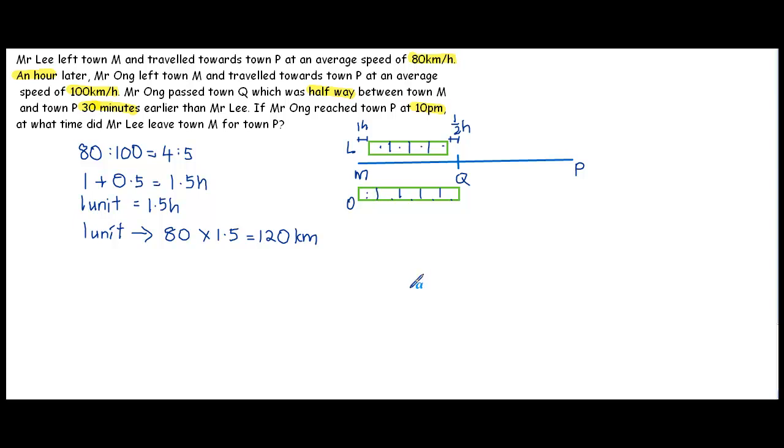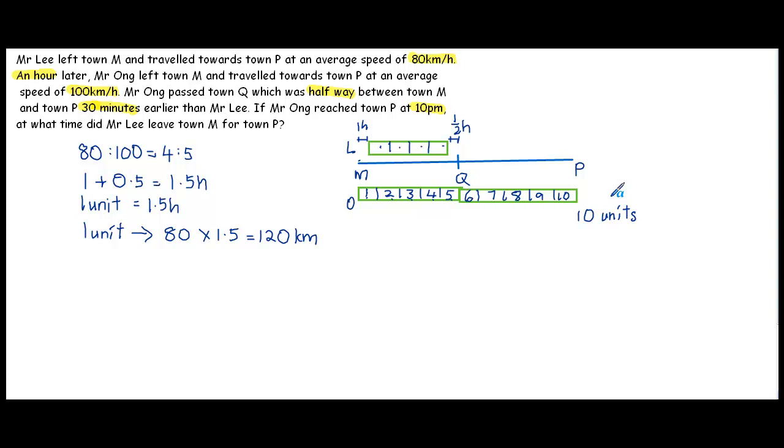Again, looking back at the model for Mr. Ong, we can see that from M to Q, there are 5 units. 1, 2, 3, 4, 5. And we know that Q is halfway between M and P. That means we can actually find the number of units from M to P. That would be another 5 units. So the total number of units from M to P would be 5 plus 5, and that would give us 10 units.